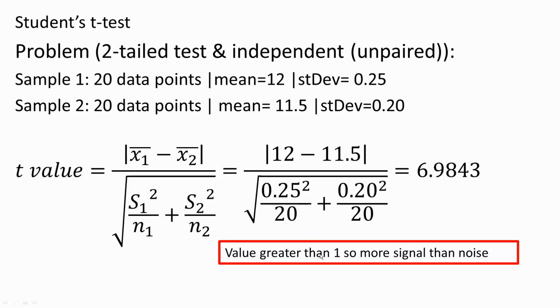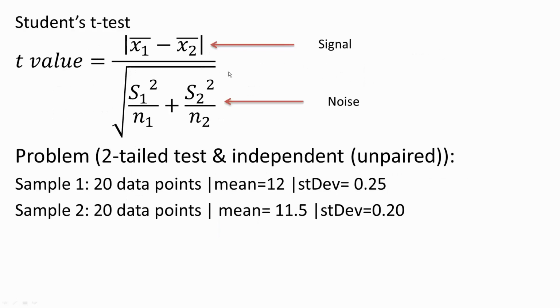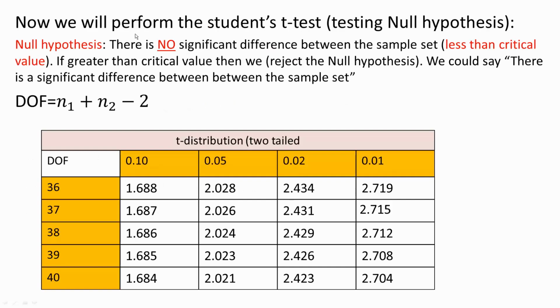Because the value is greater than 1, we know that there's more signal than noise. That means the top part, the numerator, is greater than the denominator. If it was less than 1, then we know the denominator is bigger than the numerator. So now we will perform the Student's t-test, first testing the null hypothesis. Null hypothesis: there is no significant difference between the sample sets if the test value is less than the critical value. If greater than the critical value, then we reject the null hypothesis. We could say there is a significant difference between the sample sets.